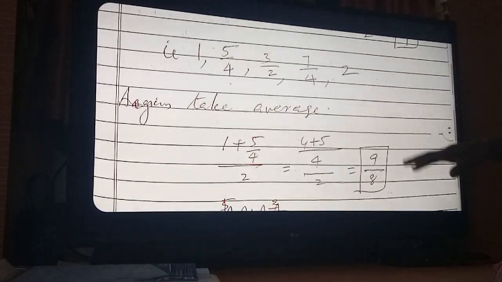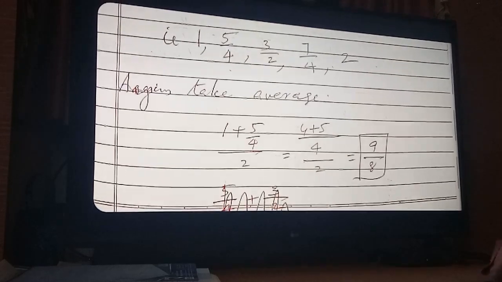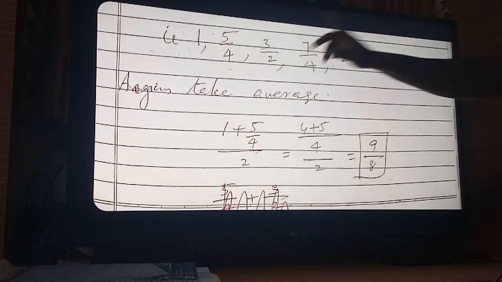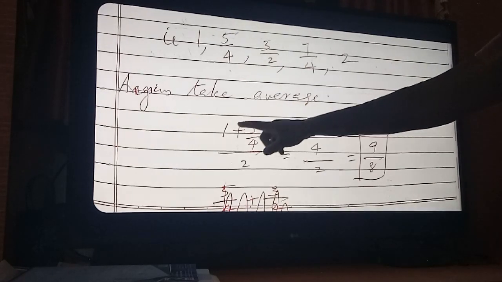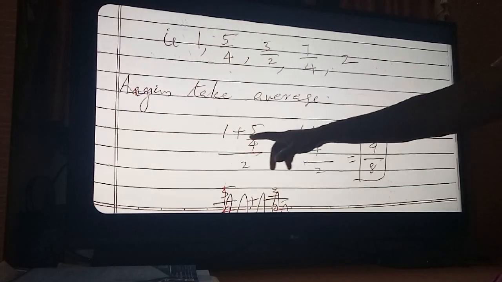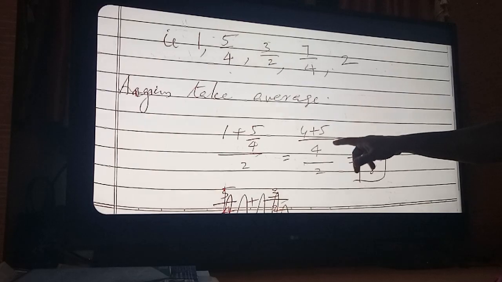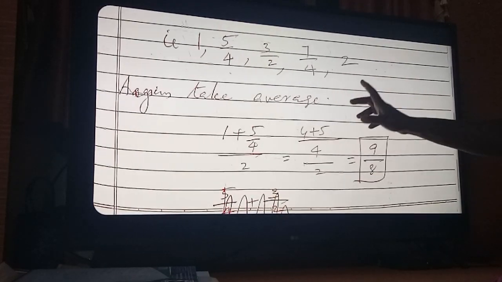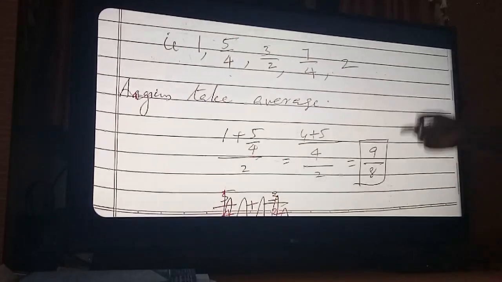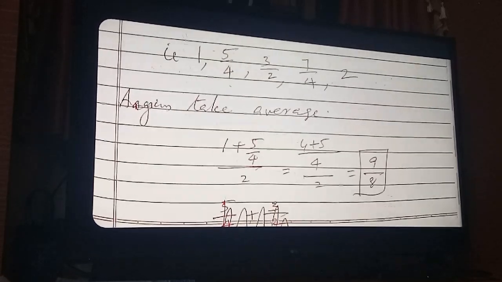Again, same method: you take the average of these 2, and these 2, and so on. But we need only 2 more. So we will take the average of these 2 and these 2. First you take the average of these 2. Average means add them and divide by 2. So here, 1 plus 5 by 4, divided by 2. Take the LCM. I already explained the LCM method, you know. So you get the answer 9 by 8. Now we will take the average of 5 by 4 and 3 by 2. Only 2 more numbers are necessary.